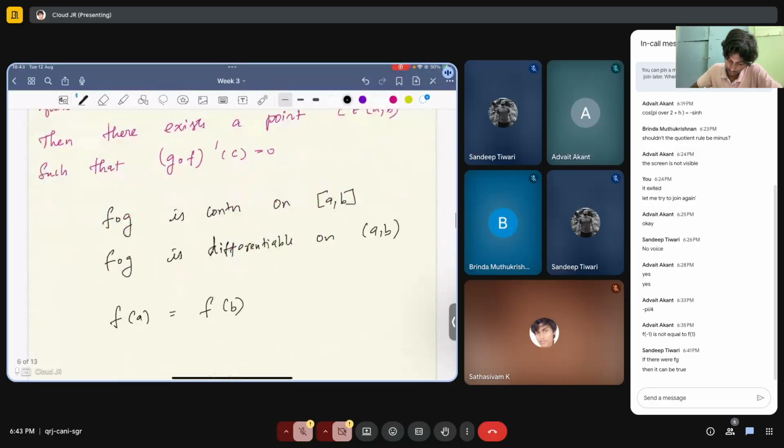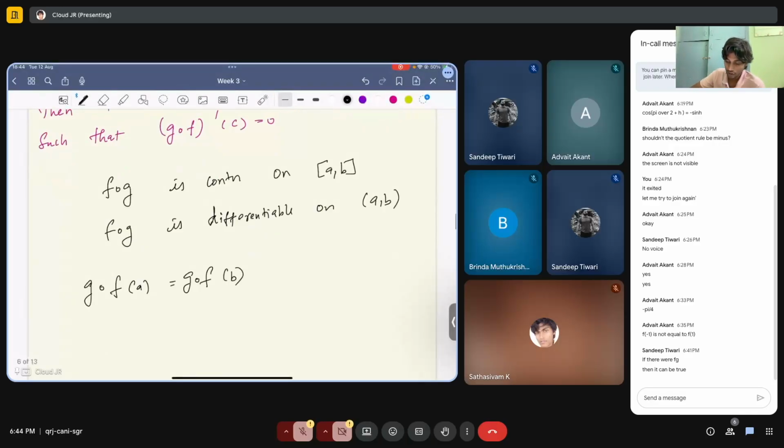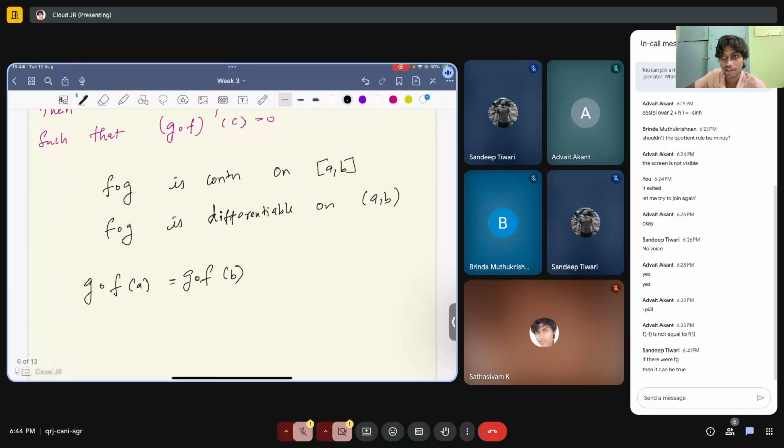So I'm going to apply g to both of these, right? So then what happens is g composition f of a is equal to g composition f of b, right? So the composition is the same. So basically this satisfies all three properties of Rolle's theorem.